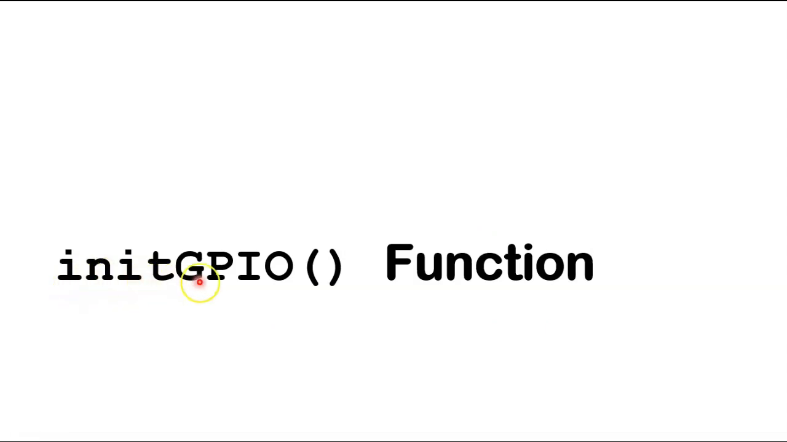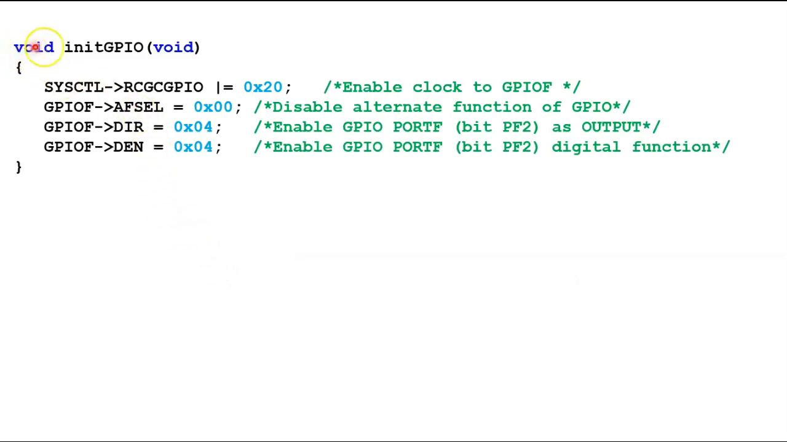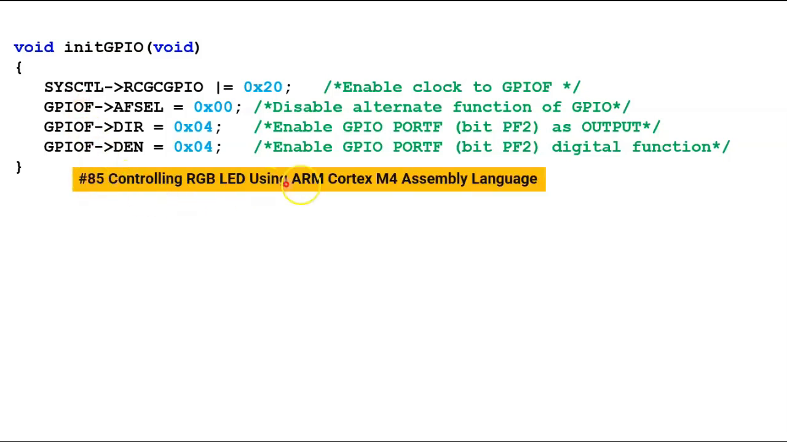The init GPIO function. So this is the function here. Basically the purpose of this function is to initialize the general purpose input-output, or GPIO, of the TM4C123. Now I have a video, which is this video, that explains the details of the TM4C123 GPIO in more detail. Please refer to the video, and I've provided the link in the description.